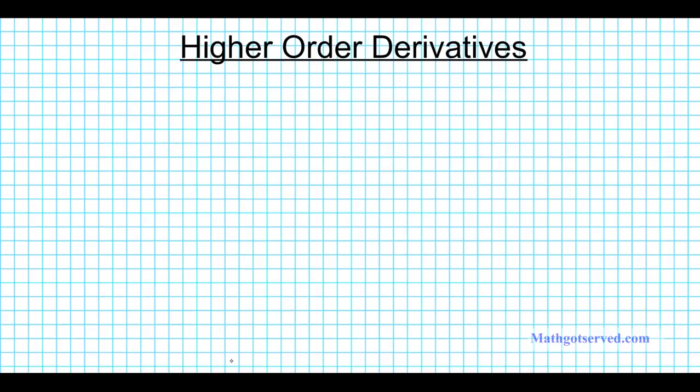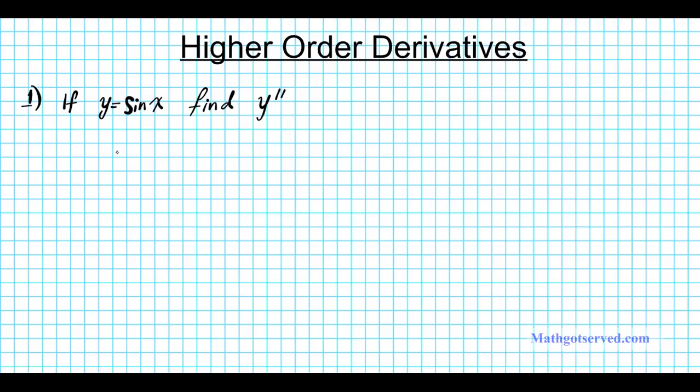For problem number 1, if y is equal to sine x, find y double prime. Now, how many times are we expected to differentiate this function to find y double prime? This is the Lagrange notation for derivatives. The number of primes tells you how many times you have to differentiate the original function. Since we have 2 primes here, we are going to be differentiating twice.